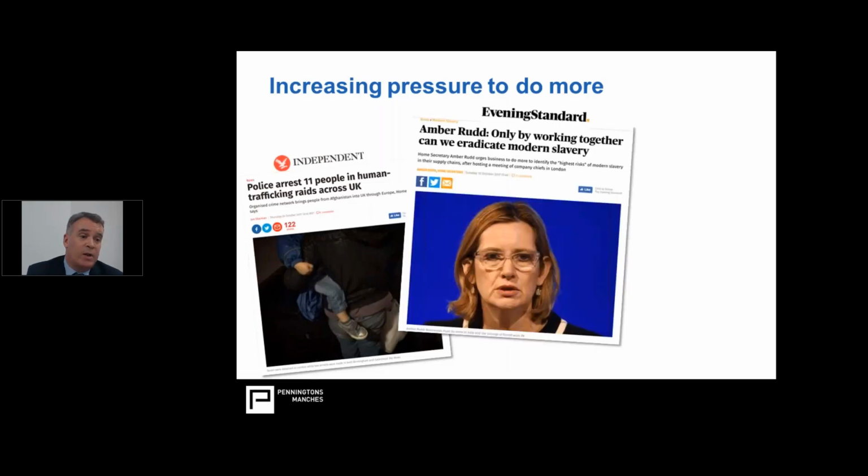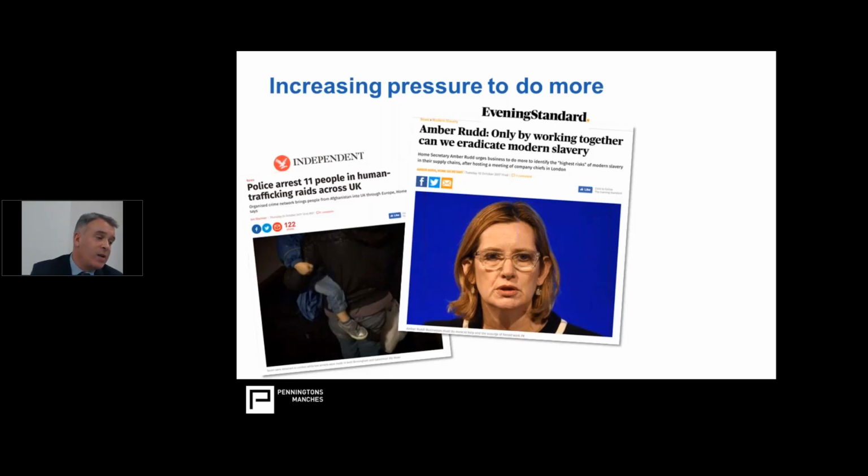Now, this second article is actually a good example of the government's ongoing commitment to eradicating modern slavery, as Eugene was just referring to. It also highlights the increasing calls upon business to do far more than they are currently doing, especially with regard to leveraging their supply chains.